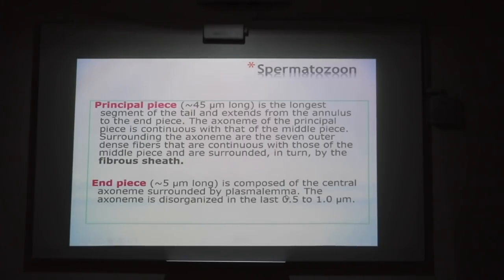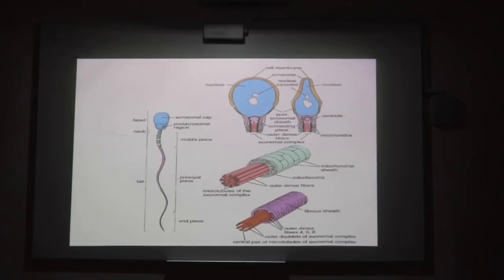The end piece is 5 micrometers long and it's composed of the central axoneme surrounded by plasma lemma. So you would only have plasma membrane covering the axonemal complex. There is no fibrous sheet in the end piece of the sperm.